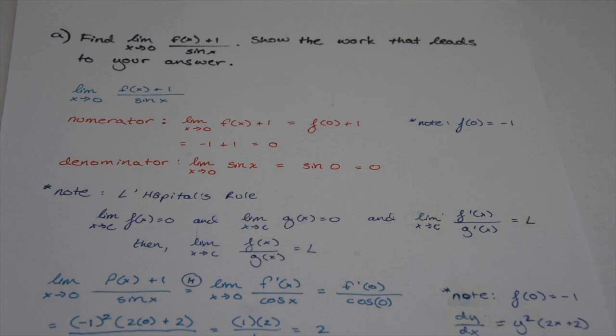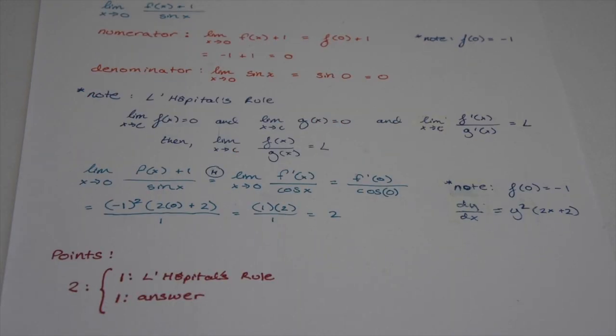Since we have the differential equation dy/dx equals y squared times (2x plus 2), we can plug in our x and y respectively to solve for f'(0). That leaves us with negative 1 squared times (2 times 0 plus 2) over 1, which is essentially 2. There are 2 points here: one for L'Hopital's rule, and one for solving the answer.